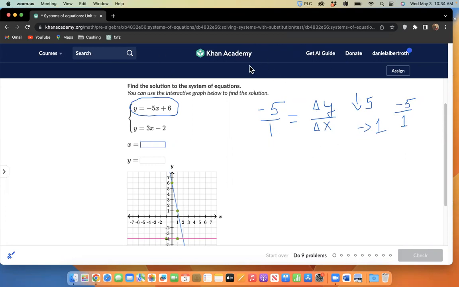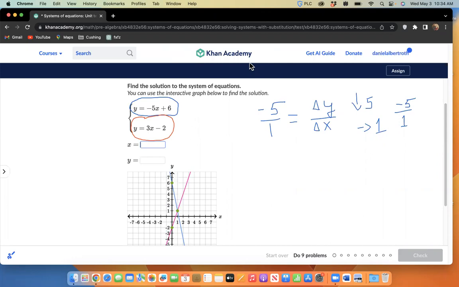Next one, let's circle it in red. We have 3x minus 2. So y-intercept is negative 2. So I'm going to take my other line, and I'm going to put the y-intercept. So I'm going to intercept the y-axis at negative 2. And then my slope is 3. So I'm going to go up 3 from there, up 1, 2, 3, and then over to the right, 1.